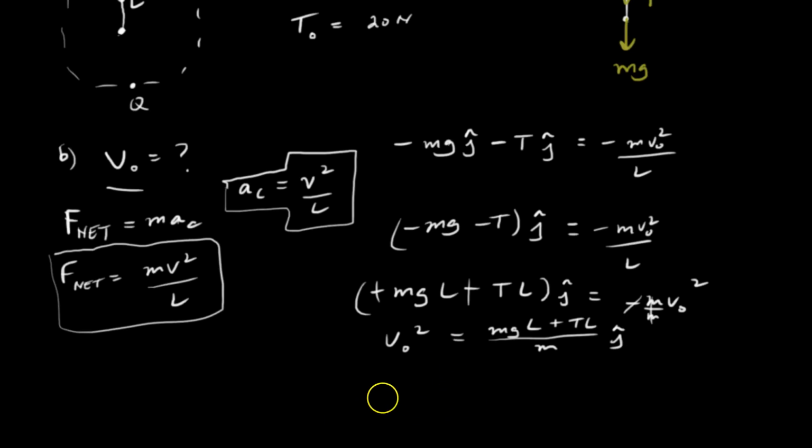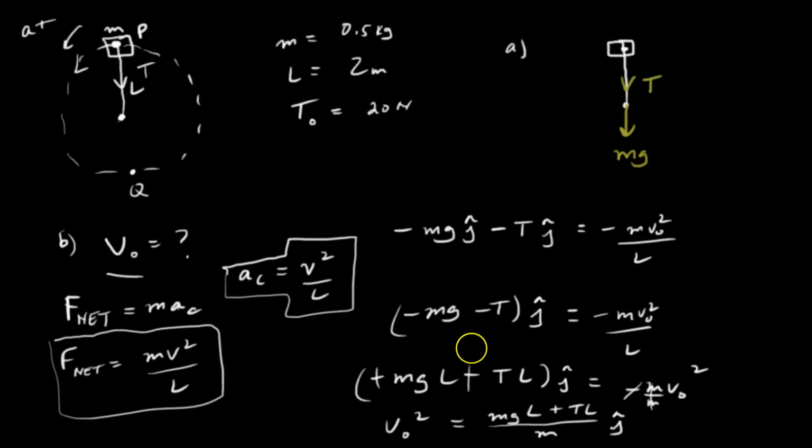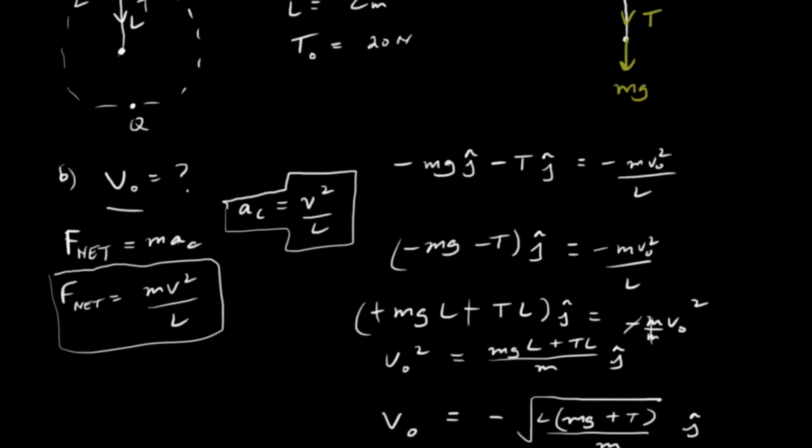Last step, we take the square root. So v0 is going to be, and since v0 is going to be negative, since it's going down, it's going to be negative the square root of mgL. We could factor out an L. So it's just going to be L times (mg plus T) over m in the j hat direction. You see, using these unit vectors makes us more wary of which direction the velocity is, because some people might think that the velocity is going in the x direction. It's completely false. It's going in the j hat direction, which of course is the y direction.